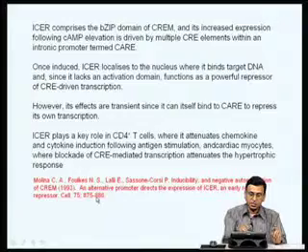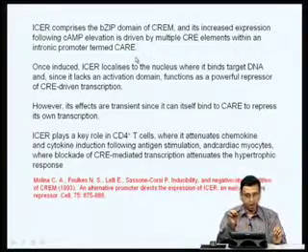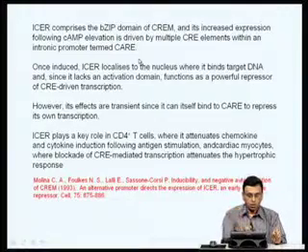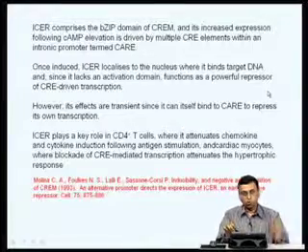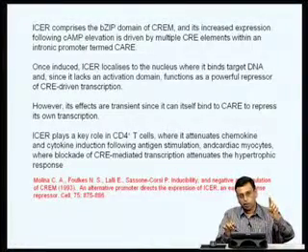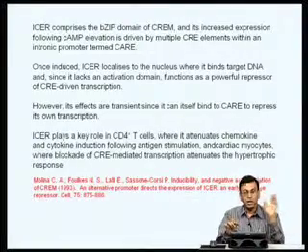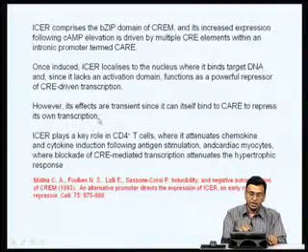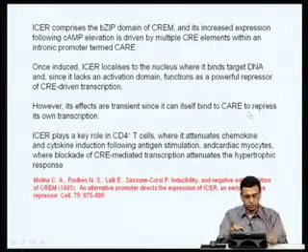The ICER comprises only the BZIP domain of the CREM, and its increased expression following cyclic AMP elevation is driven by multiple CRE elements within an intronic promoter named CARE, cyclic AMP regulatory element. Once induced, the ICER localizes to the nucleus where it binds to target DNA, and therefore, since it lacks the transcription activation domain, functions as a very powerful repressor of CRE driven transcription. So, if transcription is activated from the P2 promoter of CREM, it results in the synthesis of a very powerful negative regulator of cyclic AMP response, namely the ICER. However, effects of ICER are transient, since ICER itself can bind to the CARE and repress its own transcription.